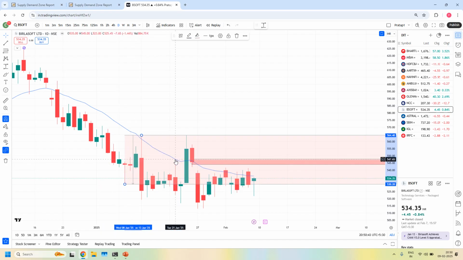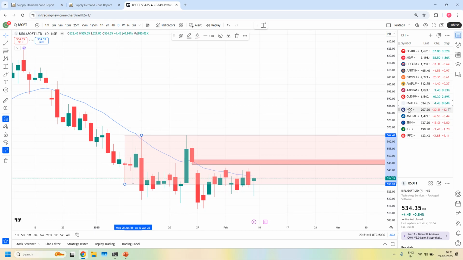Drop-based drop. Software, this is qualified. This is also okay. Drop 1, 2, 3, 4, 5 candles, base candles are also okay. But for the software, this itself is a medium-size candle. Okay. Perfect. Now we can keep Birlasoft and NCC in the top list.